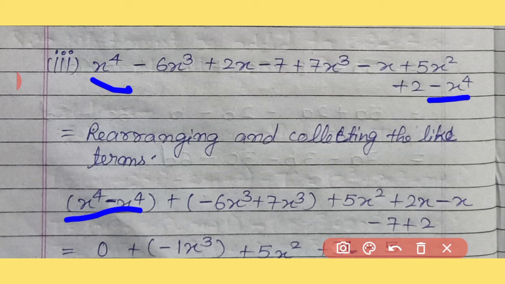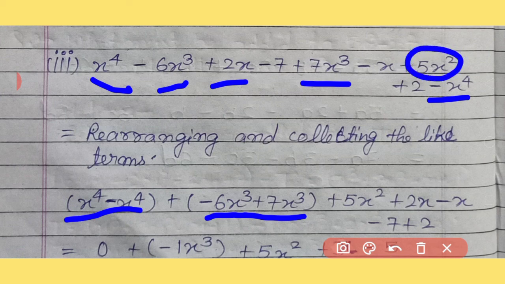Next, minus 6x cube is given here, and we find 7x cube, so we will write minus 6x cube plus 7x cube. 5x square is alone, so we will write it alone here. 2x goes with minus x, so we will write 2x minus x, and then minus 7 plus 2 is written here.